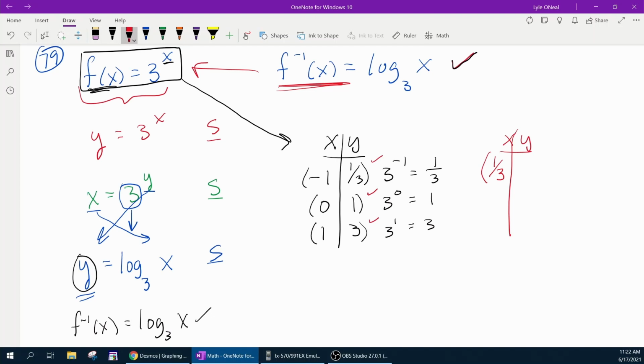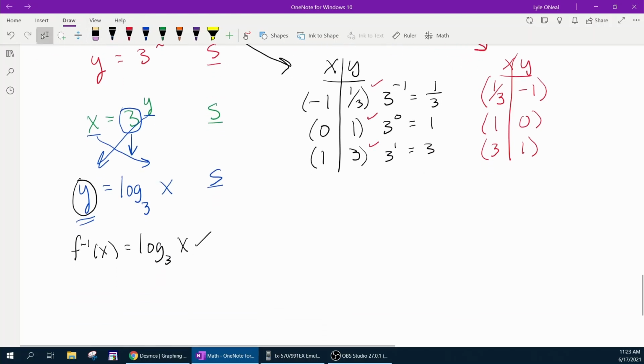So our first ordered pair would be (1/3, -1), and then (1, 0), and then (3, 1). That is one of those basic concepts that you need to understand about inverse functions, is that it means you just switch the x's and y's. And now we can graph both of these functions on the same coordinate system manually. All right, so here we go.